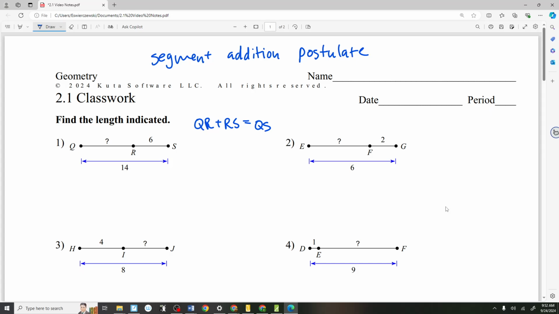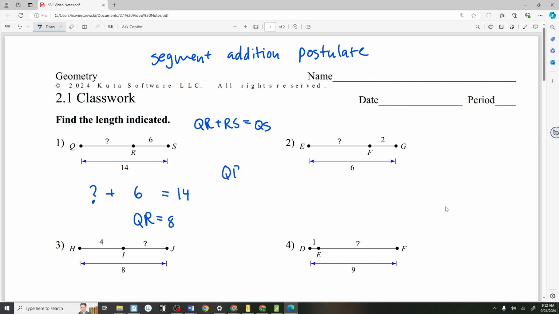In this case, the total distance is 14, and that would be equal to QR, which we're trying to figure out, so that's the question mark, plus 6. So you're trying to think, what plus 6 is 14? Well, it's going to be 8. So we would say QR is 8.